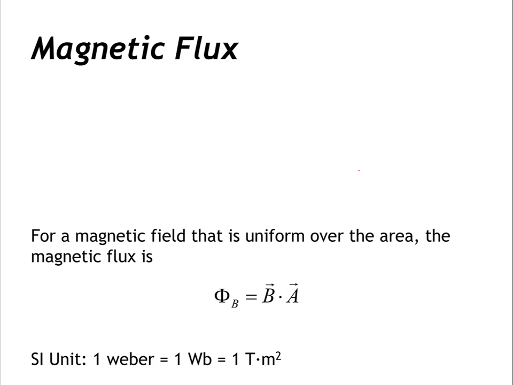For most of the problems in this class, the magnetic field will be uniform over the area. And when that's the case, the surface integral simplifies to just this, the dot product between the magnetic field and the area vector of the surface. Now, the unit of magnetic flux is called the Weber. Now, 1 Weber is 1 Tesla meter squared.